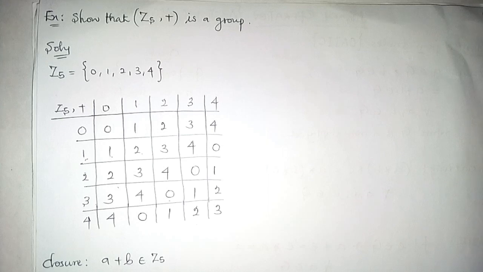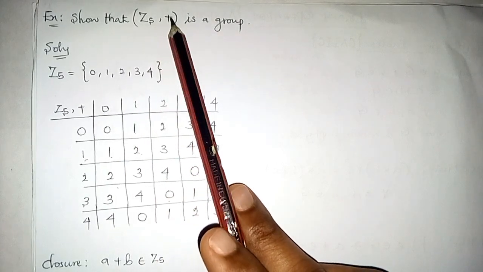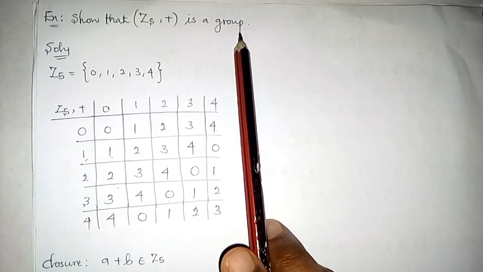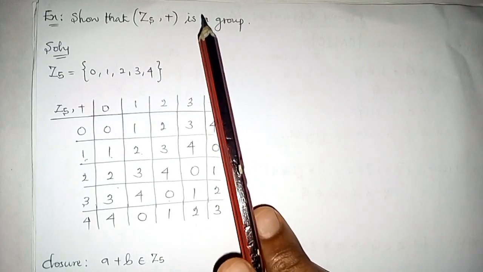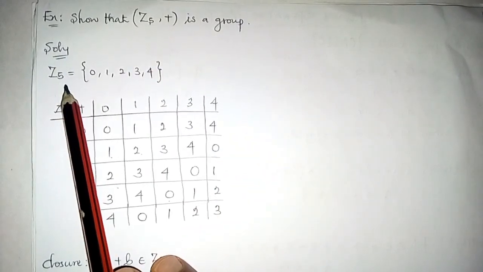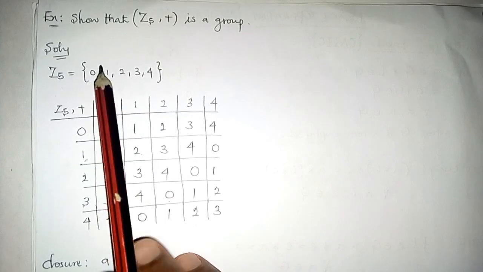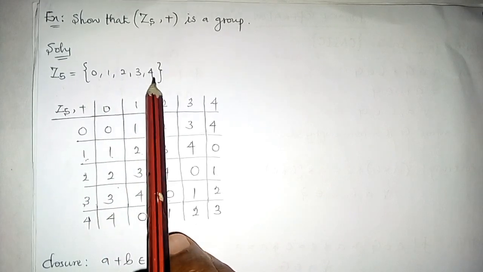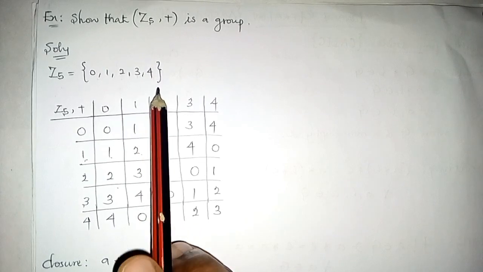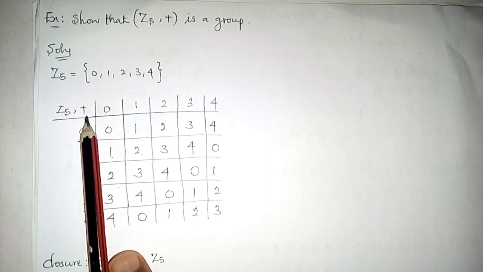So here from this question we have, it says show that Z modulo 5 performed on the operation plus is a group. Z modulo 5 is trying to tell you that the elements of Z are from 0 to 4. So 0, 1, 2, 3, 4; it must not be up to 5 and must not exceed 5. So we get to draw our operation table.